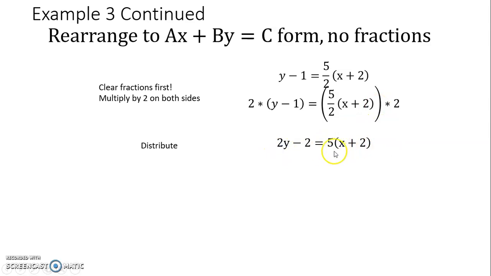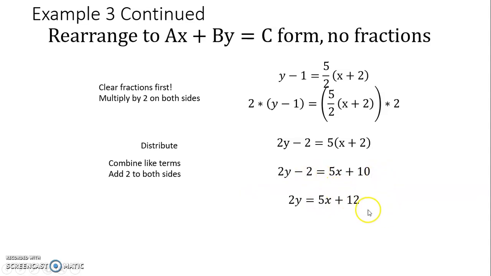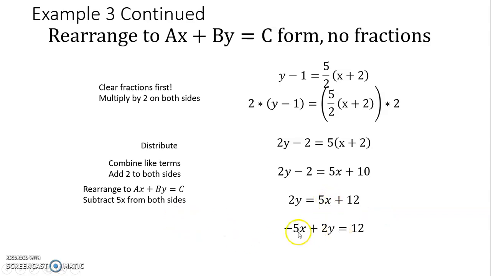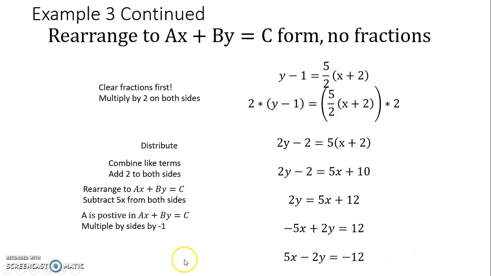So now we need to distribute. 5 times x is 5x, plus 5 times 2, that's 10, and this left side just stays the same. Now we need to combine like terms, add 2 to both sides. So we get 2y equals 5x plus 12. And then finally, we rearrange this so that we have the x and y terms on the same side. I need to subtract 5x on both sides. I have negative 5x plus 2y equals 12. Now remember, in standard form, no negatives out front. And so we need to multiply everything by negative 1. And when we do that, that just switches all the signs, and we're left with our final correct answer.